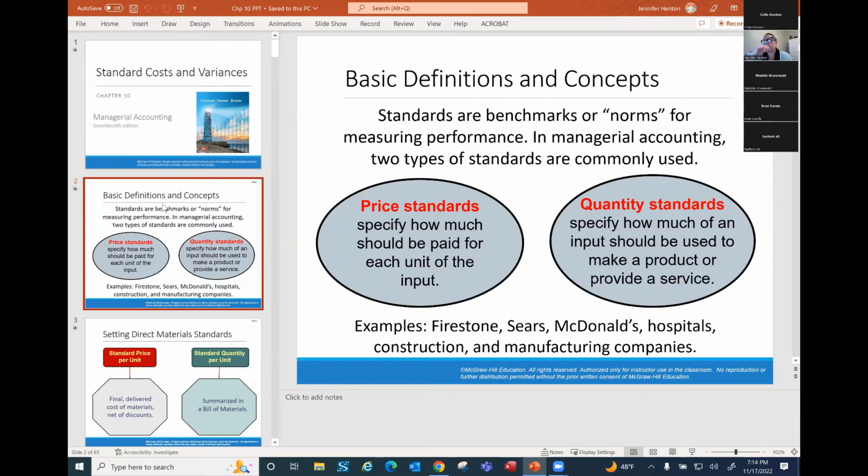So we want to know, what are we expecting that quantity to be per unit? And then we're going to compare it to what actually happens. Some examples of organizations that are doing this concept are Firestone, Sears, McDonald's. We have hospital, construction, manufacturing companies.